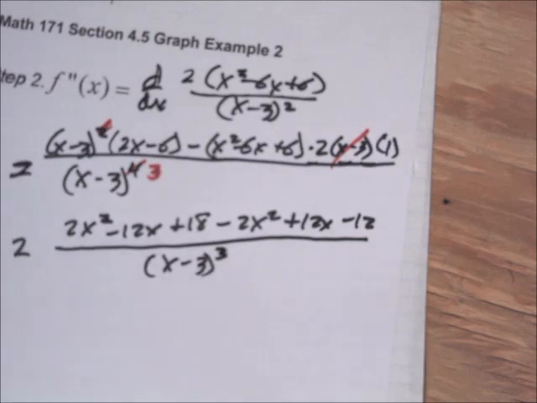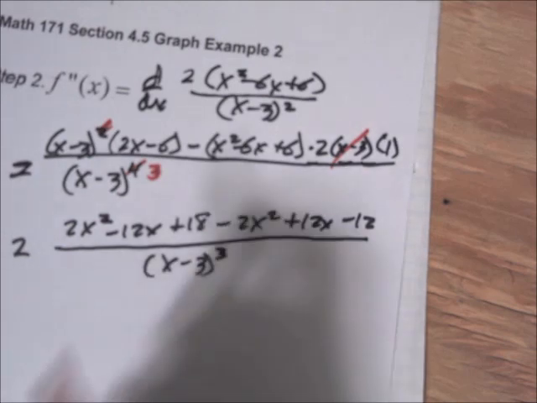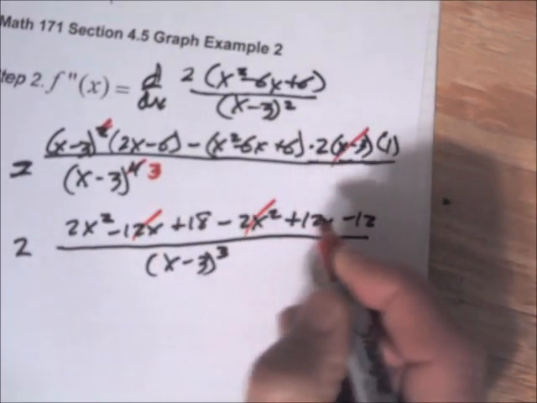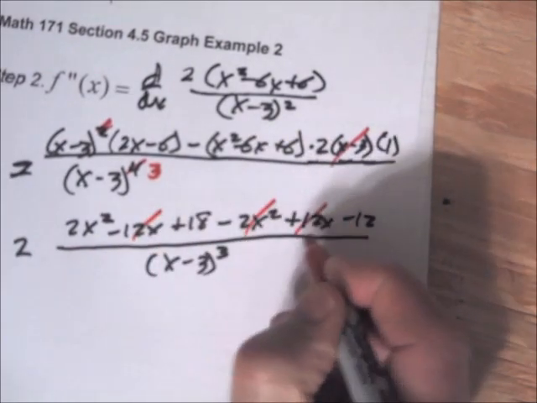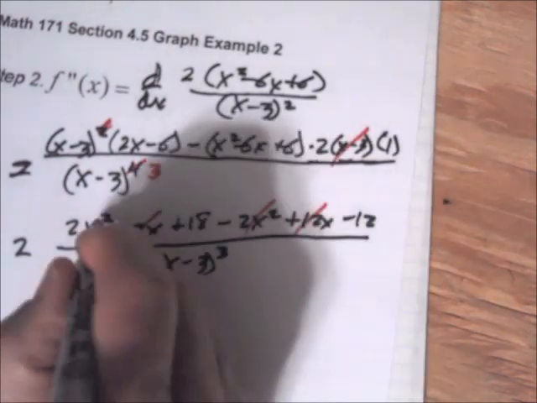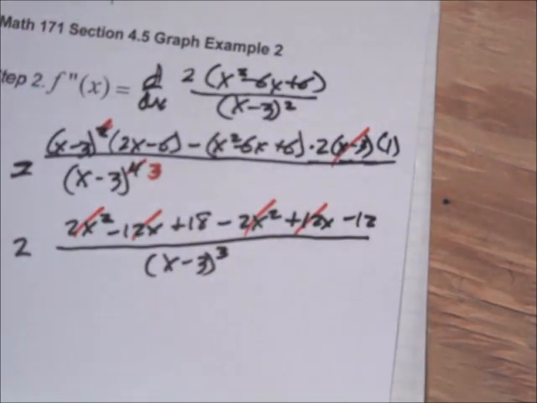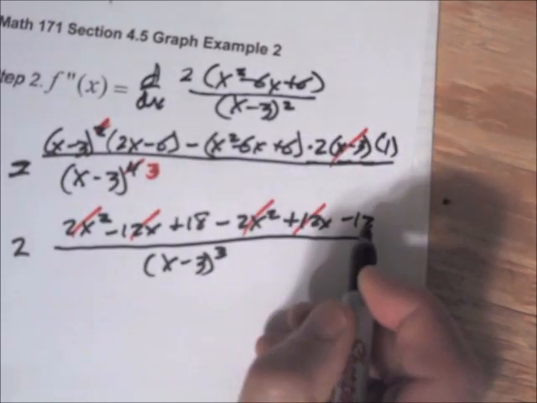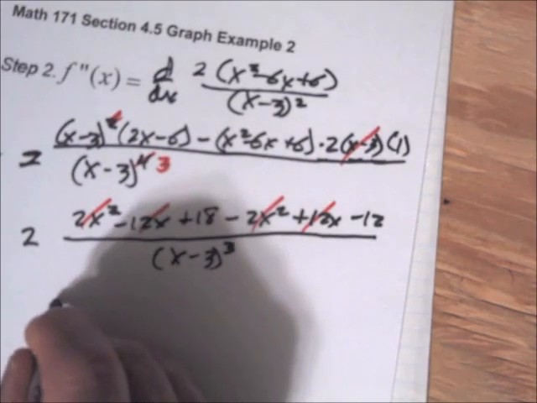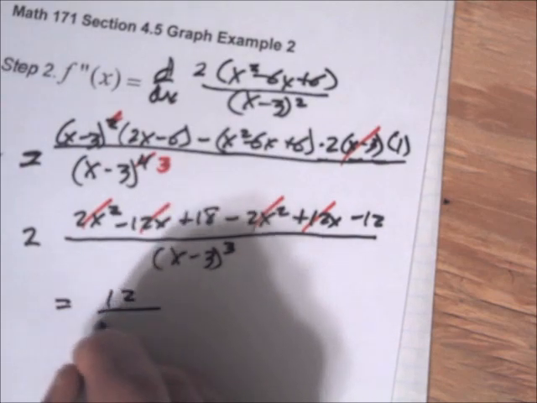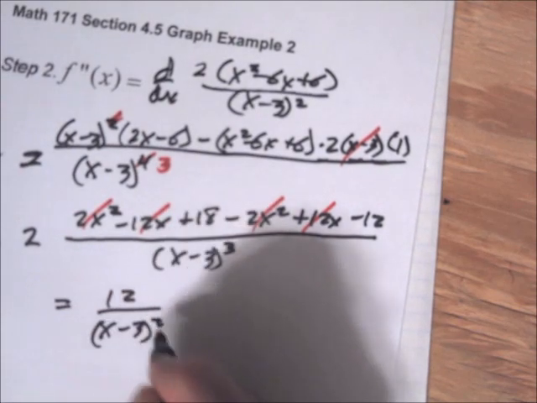Okay, so minus 12x plus 12x cancels. Whoops, that one there. 2x squared minus 2x squared cancels. And 18 minus 12 is 6, and then multiplied by 2, so you'll have 12 over (x minus 3) quantity cubed.